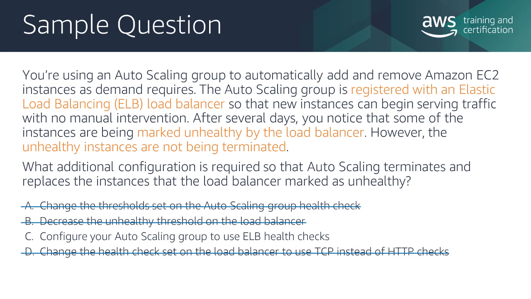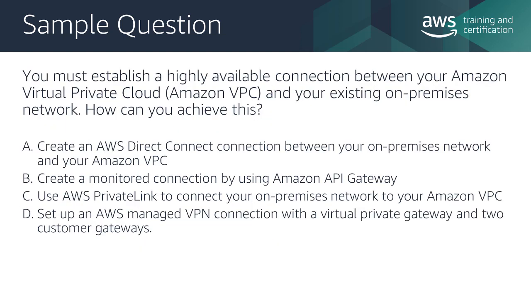If you configure the auto-scaling group to actually use the ELB health checks, then when ELB decides an instance is unhealthy, auto-scaling will say, oh, unhealthy instance, remove it, replace it. That's how you actually get rid of the unhealthy instances from the group. Next question.